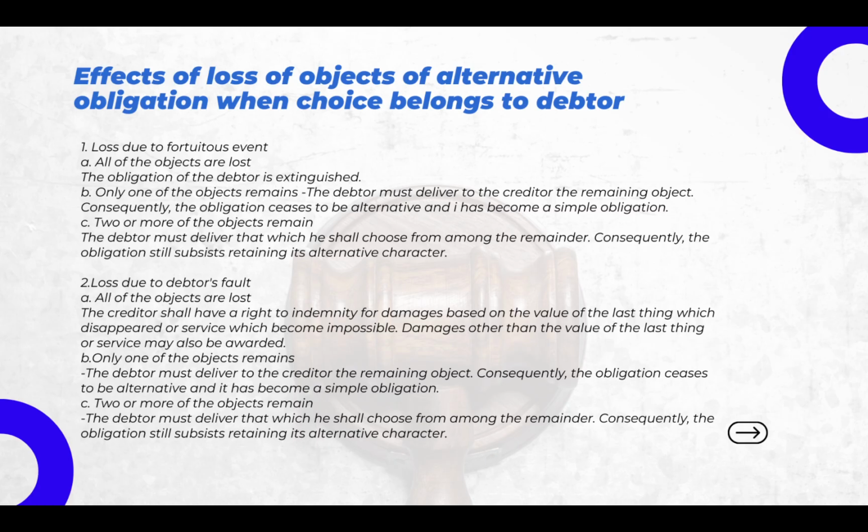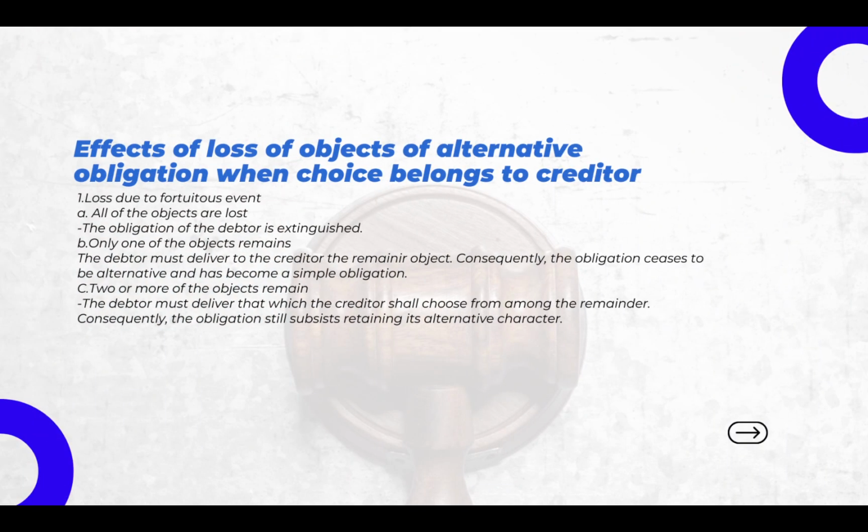Consequently, obligation still subsists, retaining its alternative character, kasi dalawa pa. Ibig sabihin, pwede pa rin mamili yung debtor. Pero once na nakapamili na yung debtor, it loses its character of being an alternative, thus making it a simple obligation. Okay?